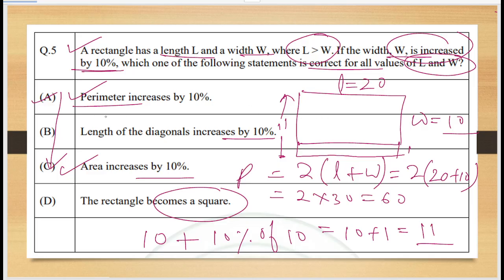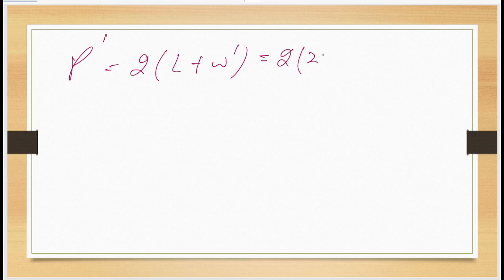What you have to find here is the new perimeter. So let's take P dash equal to 2 times (L plus W dash). So this will be 2 into (20 plus 11), which becomes 2 into 31. So this will be 62.